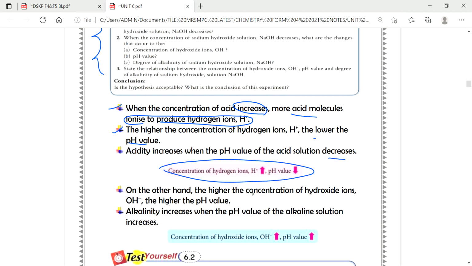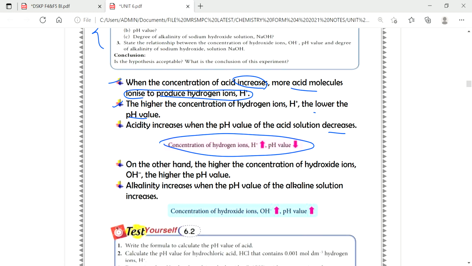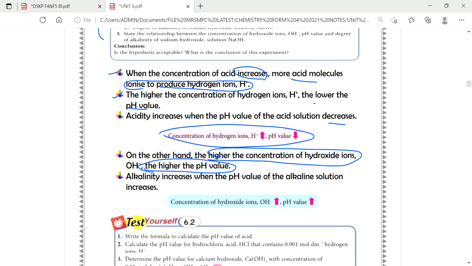Tengok yang ini. Alright, so on the other hand, sebaliknya pula, the higher the concentrations of hydroxide ions, the higher the pH value. Tengok juga kepada pH scale lah. Kalau you tak boleh nak imagine, tengok pada pH scale. Sebab apa? Bila concentration of hydroxide ion sangat pekat, sangat tinggi, so there is more alkaline molecule. Sangat banyak alkaline molecule yang akan ionize to produce OH minus. Bila banyak sangat OH minus, dia menyebabkan pH value dia menjadi sangat tinggi untuk alkali. So that's why concentrations of hydroxide ions, OH minus increase, pH value pun increase. Kecuali yang ni, dia vice versa macam ni kan.